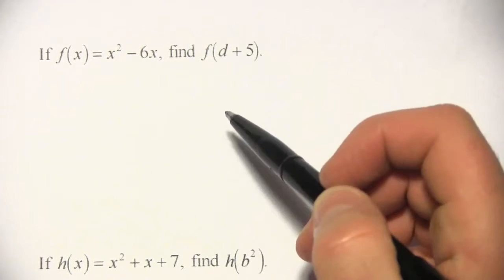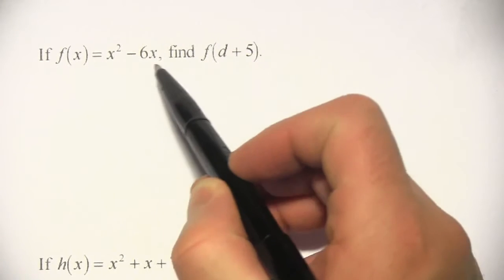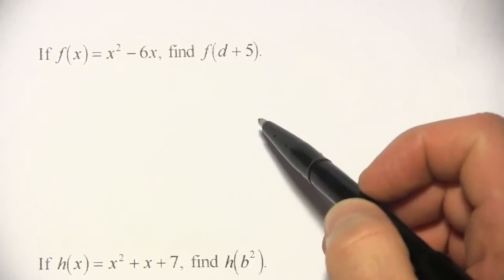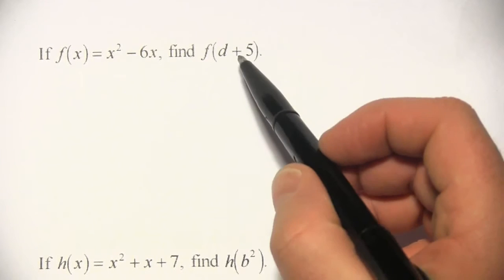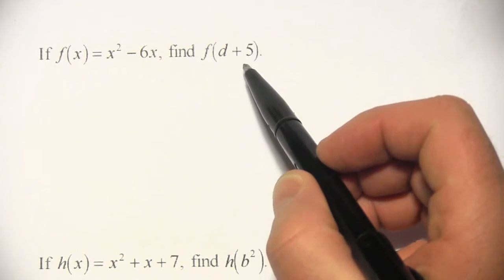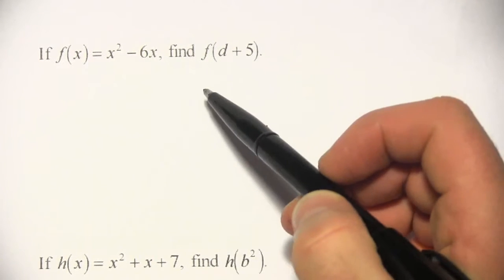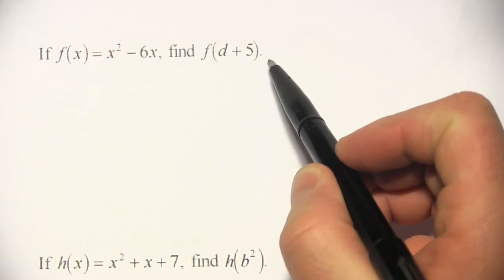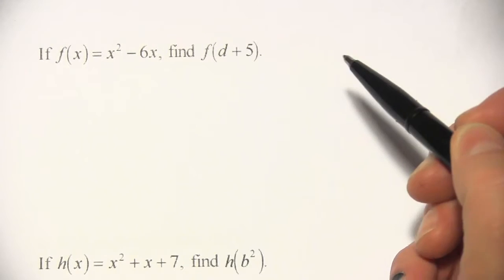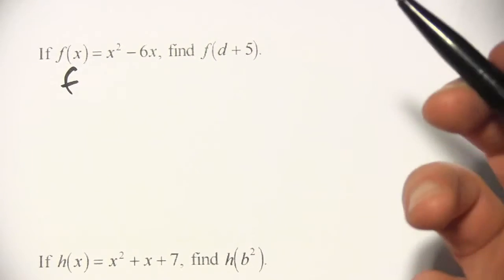This one is a little trickier. Here we have our function, f of x, that's the name of the function. Here's the actual function, it's x squared minus 6x. And they're asking us to find f of d plus 5. So you can put in more than just numbers here. If you put in a number, you could easily calculate this in this function, but they're giving us this expression, d plus 5. We're just going to go about it the exact same way we did above. It's just going to look slightly more complicated.